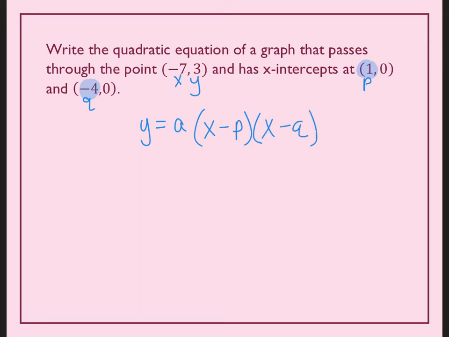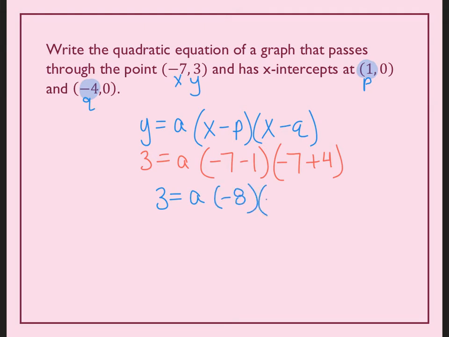Remember, I have all the information except for a. So 3 equals a, negative 7 minus positive 1, negative 7 minus negative 4 becomes plus 4. So work inside your parentheses. Negative 7 minus 1 is negative 8. Negative 7 plus 4 is negative 3. I have 3 equals. What is negative 8 times negative 3? That becomes a positive 24, and I write it in front of my a.